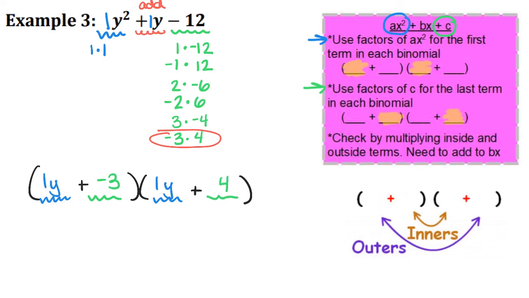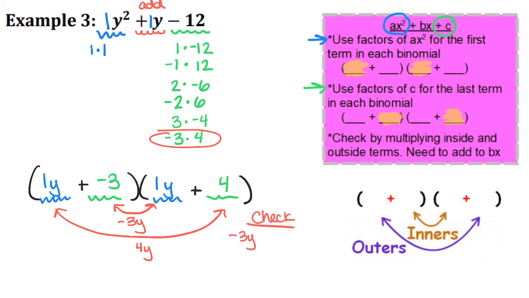Now remember, that's just our guess. We always want to do that check, right? So we're going to check the inside product. So negative 3 times 1y is negative 3y. And the outside product, 1y times 4 is 4y. So here's my check. If I add together the negative 3y and 4y, I do in fact get the 1y. That's what we wanted to add up to.